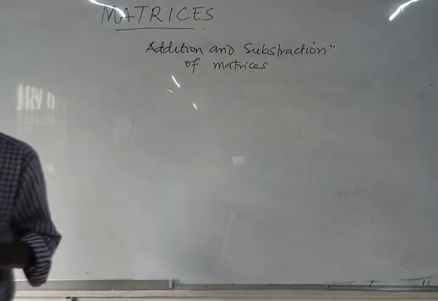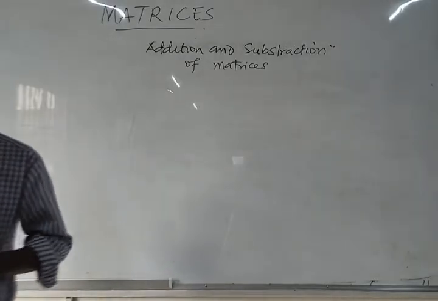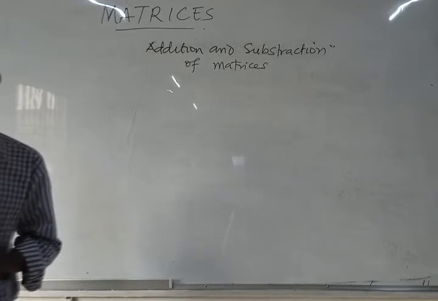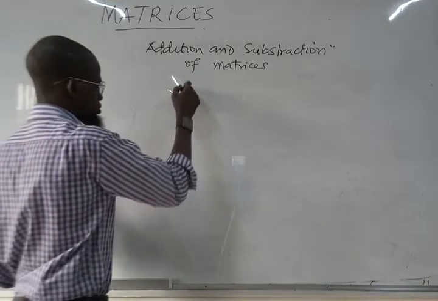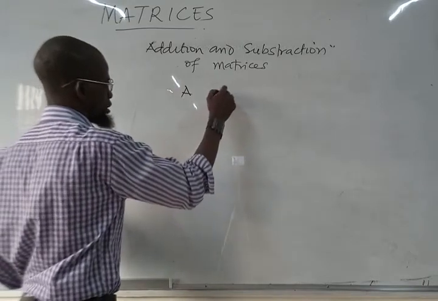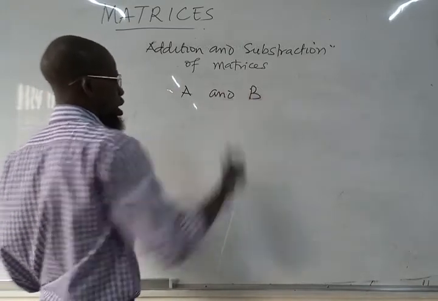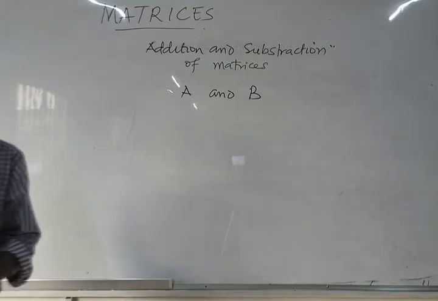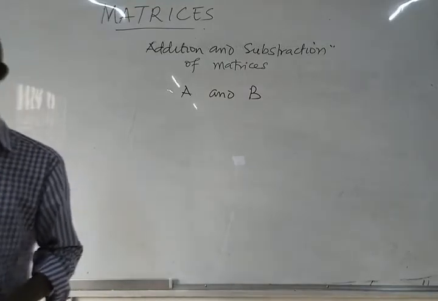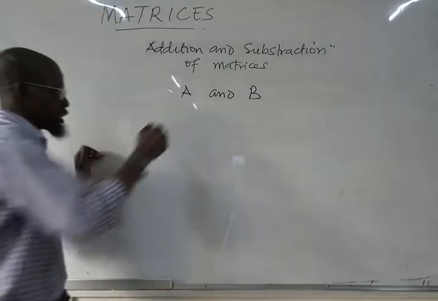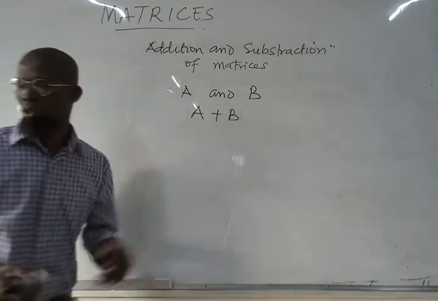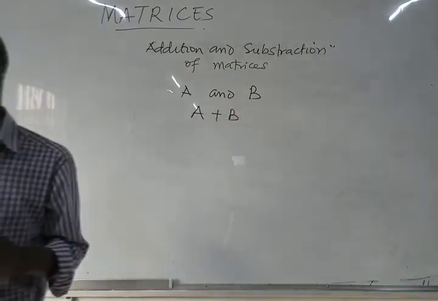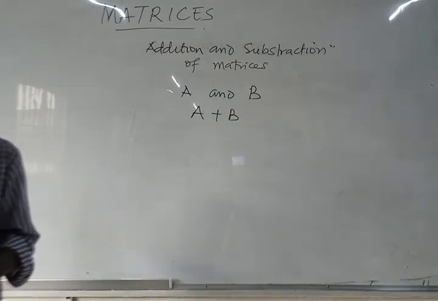Under what circumstances can we add two matrices? That is, supposing we have a matrix A and a matrix B, under what circumstances can we add these two matrices to get A plus B?